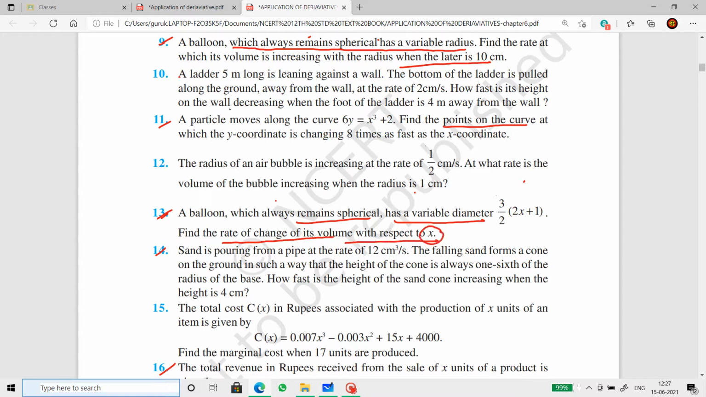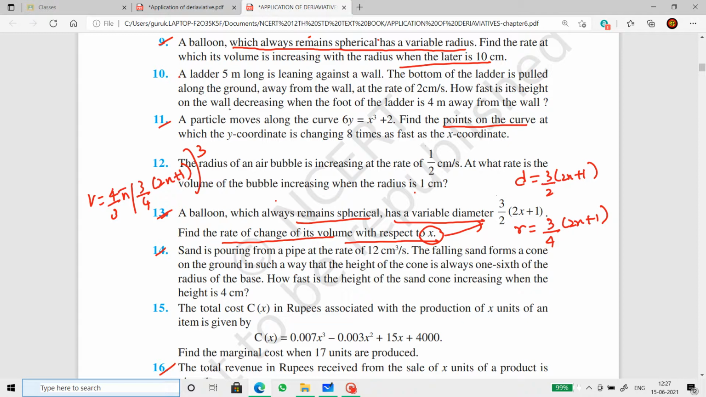And what is x here? X is the variable in which the diameter is expressed, isn't it? Diameter is expressed as 3 by 2 into (2x plus 1). So if D is 3 by 2 into (2x plus 1), what is r? D by 2. So it's 3 by 4 into (2x plus 1). Then what is the volume of a spherical balloon? Well, V is equal to 4 by 3 pi r cube, r being 3 by 4 into (2x plus 1), the whole cube.